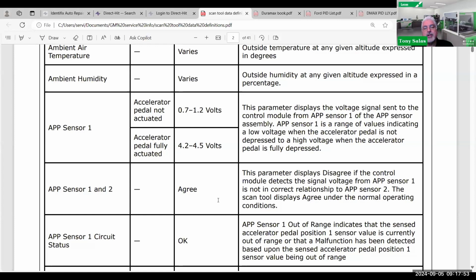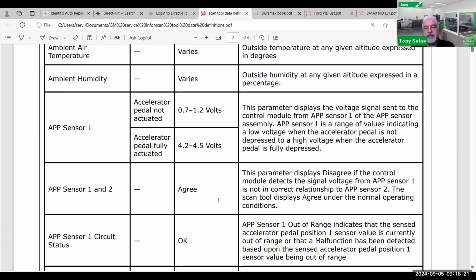So this brings up another point that I'll show, and I'll repeat again in the slides. When you are analyzing, and this is probably the most important point of this course whenever it comes to PIDs, when you are looking at any kind of signal, whether it be MAP, APP, mass airflow, and so on, you want to look at the signal voltage.